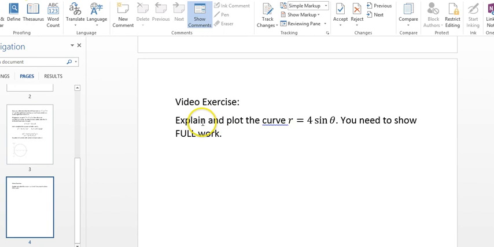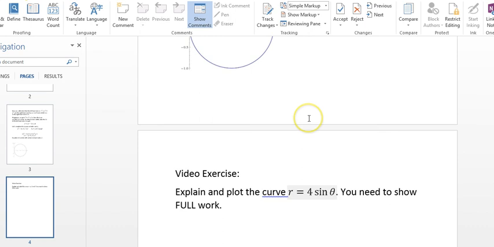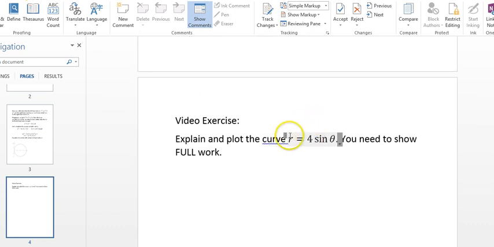Now as a video exercise, I want you to tell me what this curve r is equal to 4 sine theta will look like. So once again, the best way to do this would be to multiply both sides by r, and then proceed as follows. Only thing, the left hand side will still be the same, but the right hand side will be slightly different. Alright, you need to show full work when you do this problem.